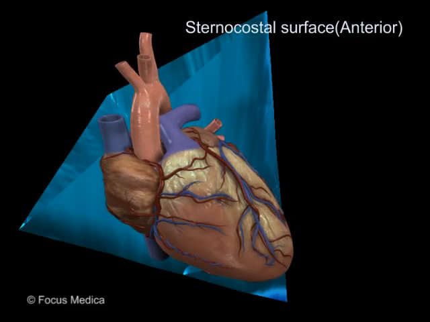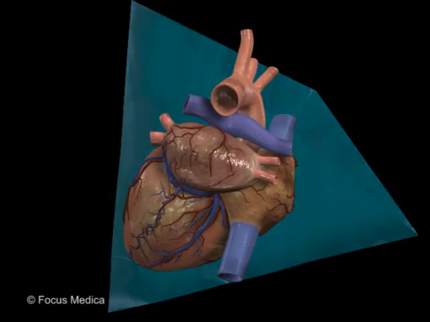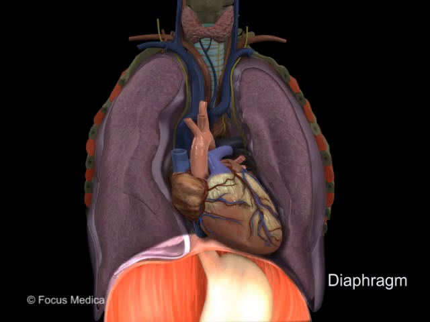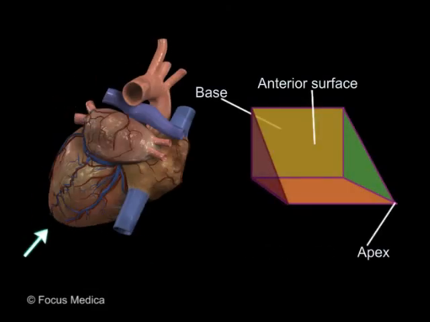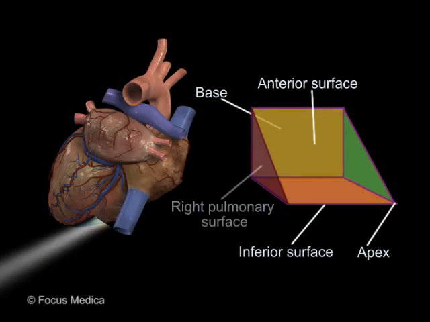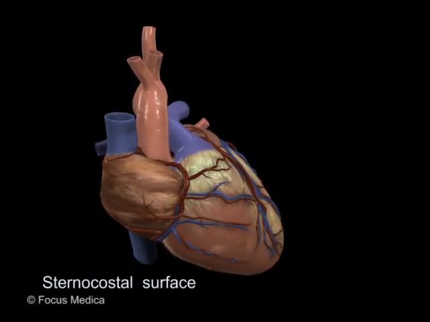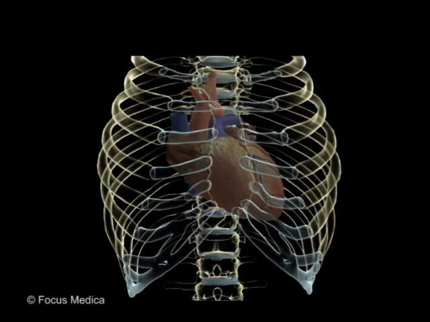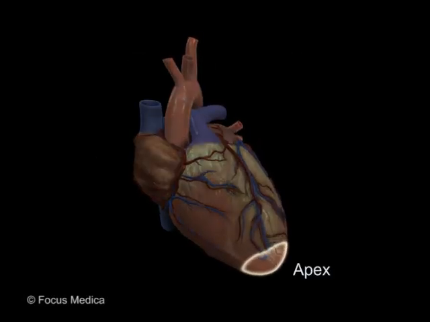The heart is a three-sided pyramid seated on top of the diaphragm. It has an anterior surface, a base, an apex, an inferior surface, and the right and left pulmonary surfaces. The sternocostal surface is best depicted on the front of the chest wall, behind and on either side of the sternum. The lower left corner is the apex of the heart.